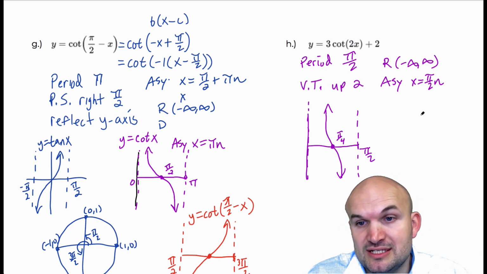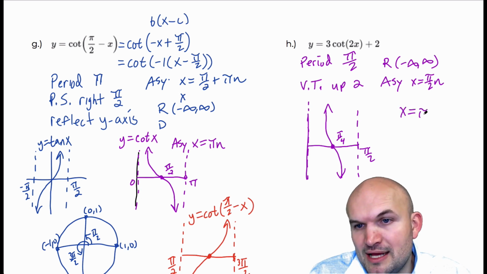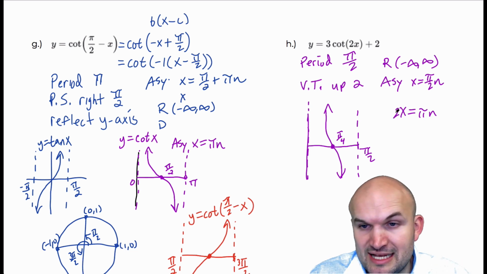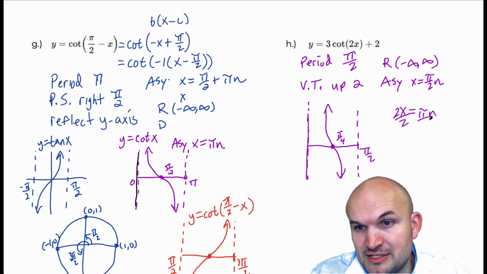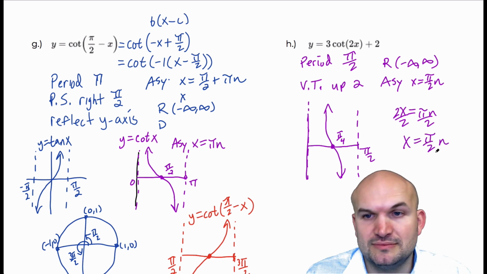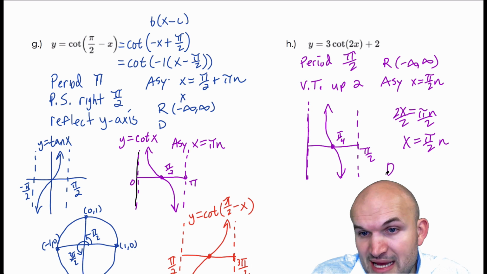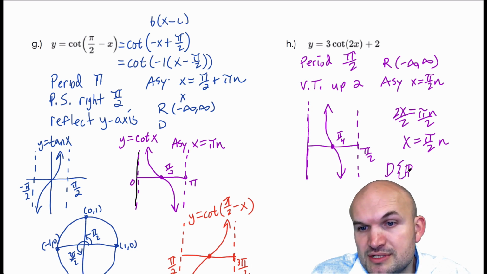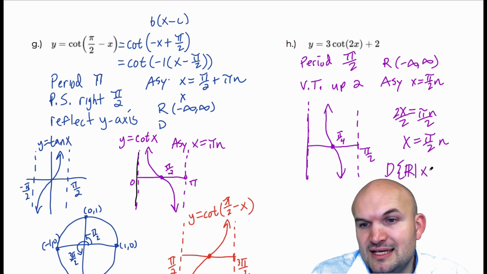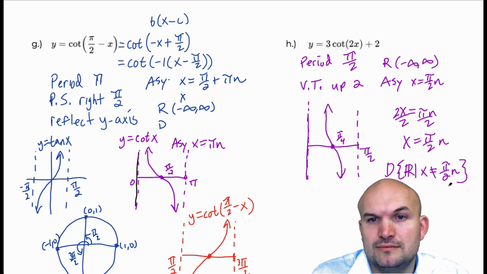Now, another way to look at this is to say all the asymptotes occur at x equals pi n. Well, now we have this change of period, so we set 2x equal to pi n, and when you divide by 2, that's where you get x equals pi halves n. All right? So therefore, the domain in this case is going to be all real numbers such that x cannot equal pi halves n.